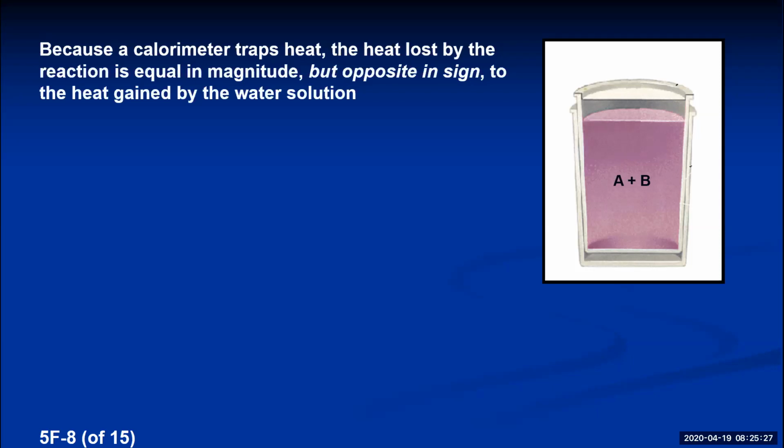So because the calorimeter traps heat, the heat lost by the reaction is equal in magnitude, but opposite in sign to the heat gained by the water solution. So whatever the heat of the reaction is, if it's an exothermic reaction, it's technically a negative value. Let's make up a number, -50. If the reaction has a heat value of -50, which means it's giving up 50 joules of heat, the solution in that calorimeter must be absorbing 50 kilojoules also. And so if the solution's absorbing 50 kilojoules, its numerical value is +50.